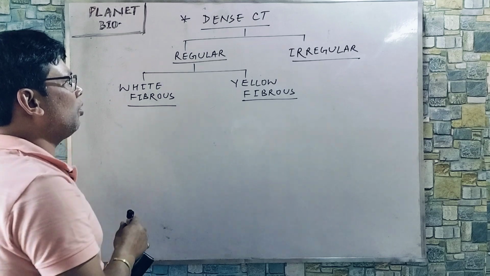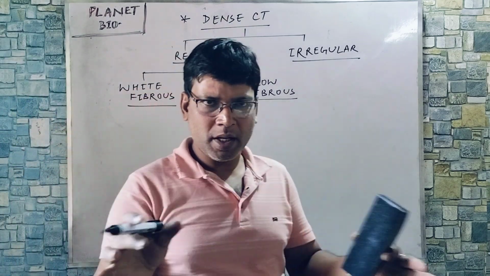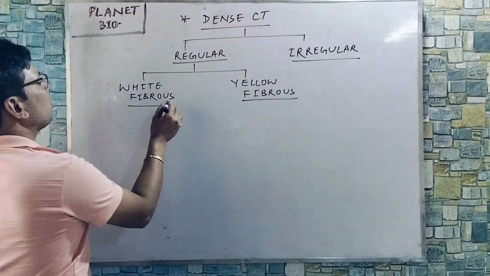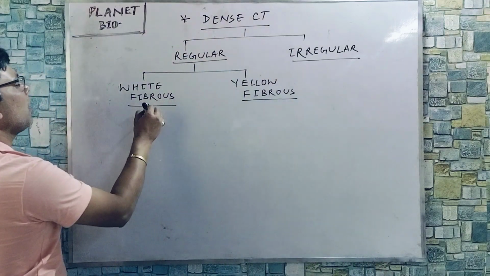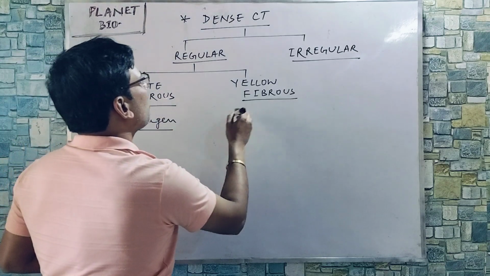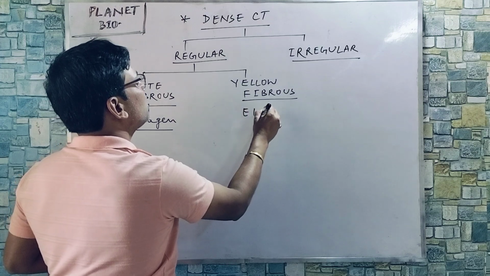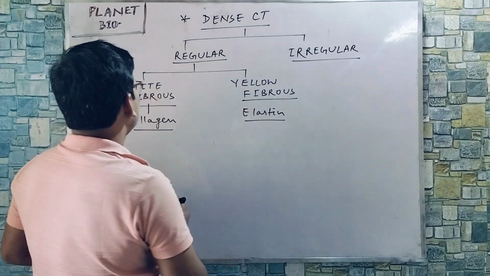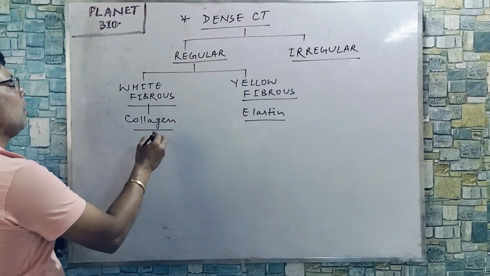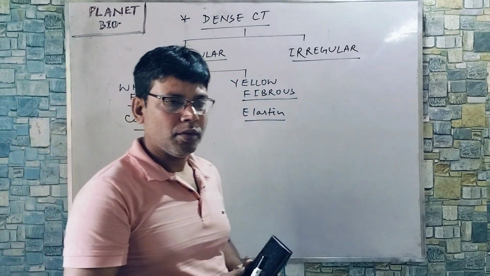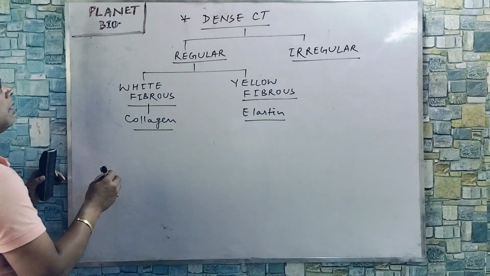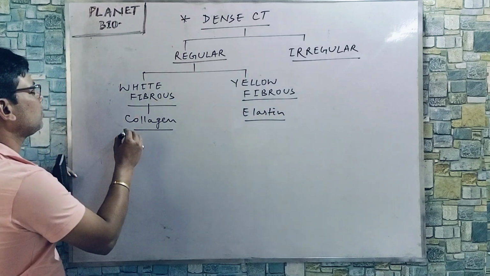And here in regular, where you find fibers and fibroblasts arranged in a regular fashion, you can find white fibrous. This is going to be two types. White fibrous means this is made up of collagen fibers, and yellow fibrous, this is made up of elastin fibers. Now you can differentiate between these two. Collagen is bluish white in color, and this is yellow in color.